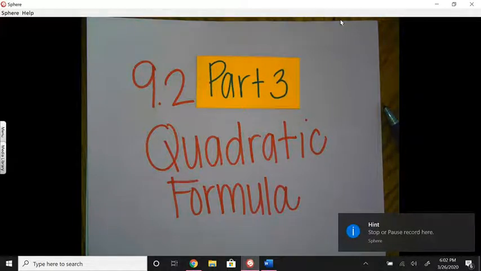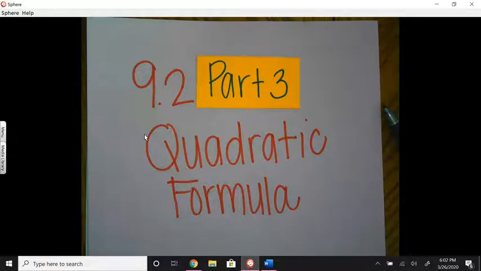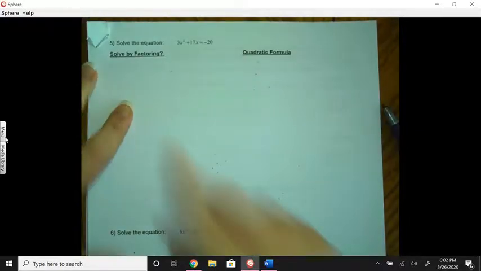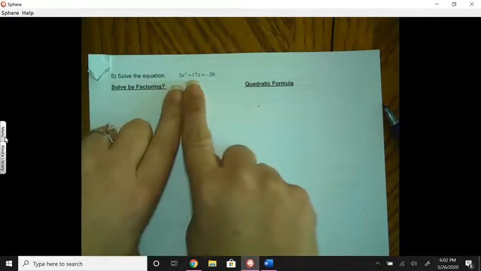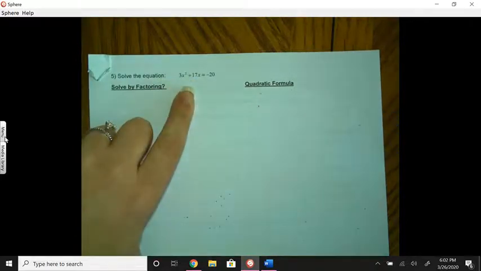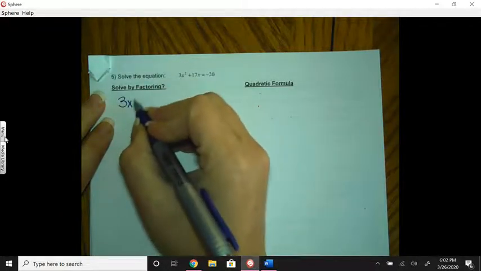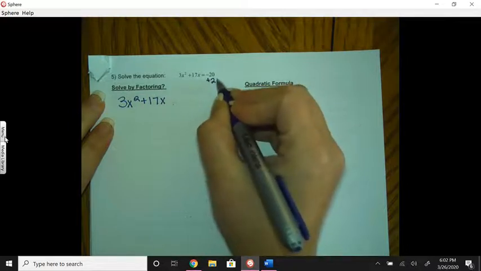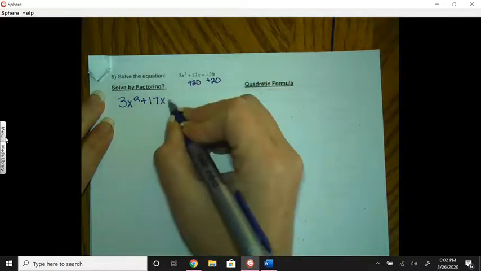This video will teach you how to solve quadratic equations using the quadratic formula. So if we take a look at example 5 in our notes, if we want to just review and try to see if this can be solved by factoring, we'd have to make the equation equal to 0, so we would start by adding 20 to both sides.